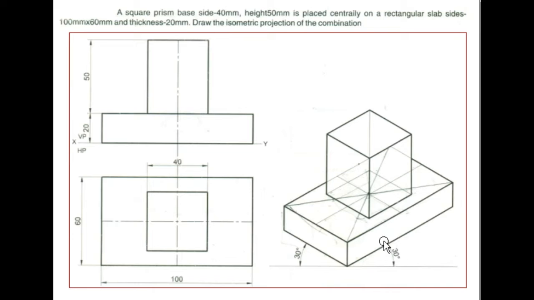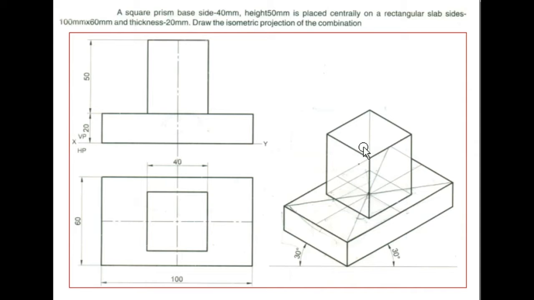So this side is 100 mm means ISO 100. ISO 100 means how much? 100 into 0.816 length we have to take. Similarly, ISO 60 means 60 into 0.816 length we have to take. Next, height ISO 20 means 20 into 0.816 length has to be taken. Next, similarly from here the thickness length. Next, complete the corners. Next, here also ISO 100. Next, ISO 60. Thereby we completed the rectangular slab.